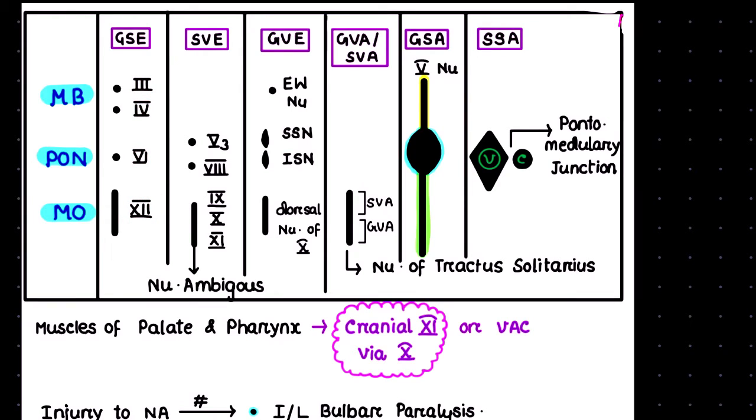So talking about their nuclei, where they are present. The third one is present in the midbrain, the fourth one is present in the pons, and the 12th, the hypoglossal, is present in the medulla oblongata. So this is important to know about the location of various nuclei.